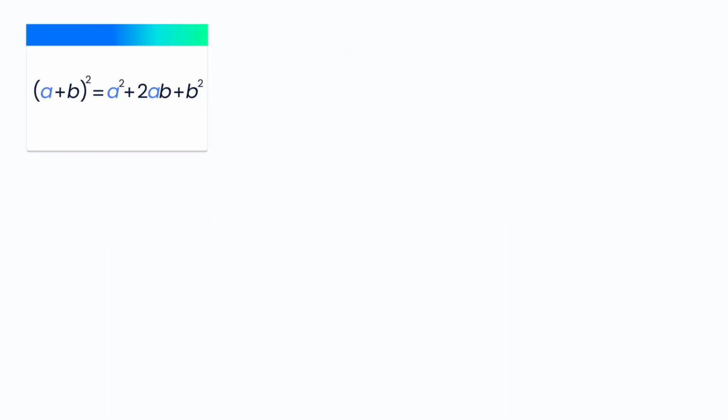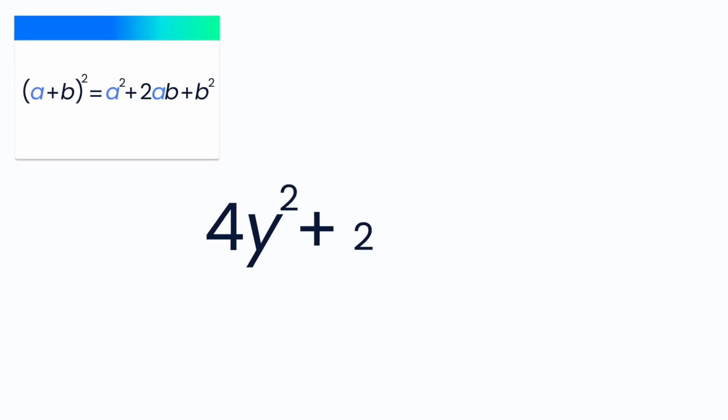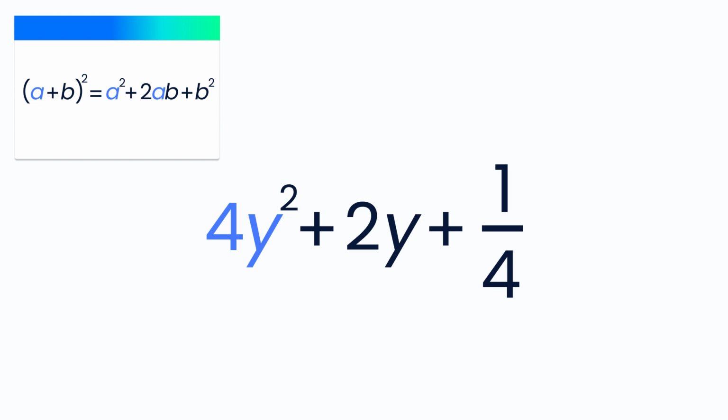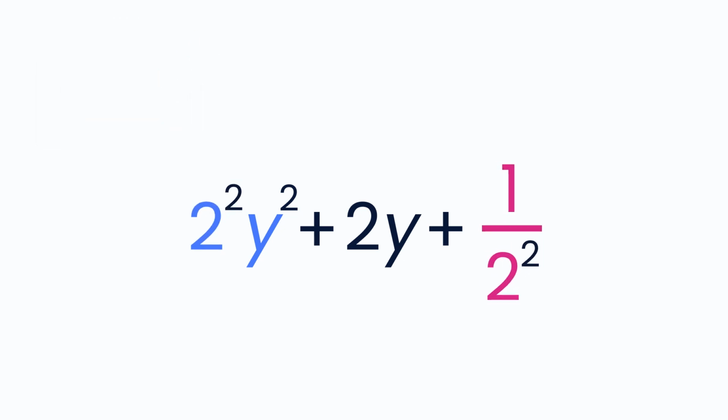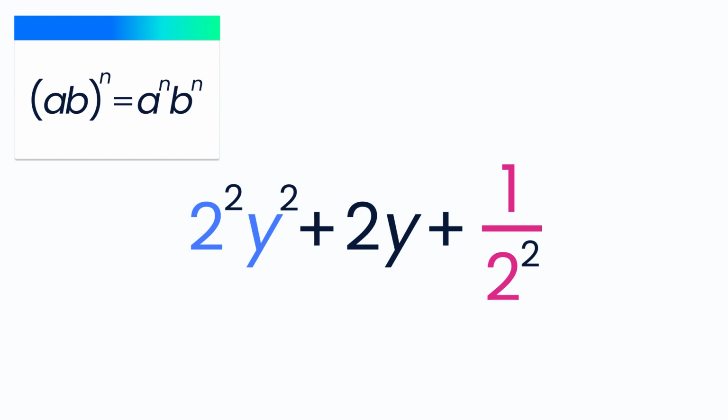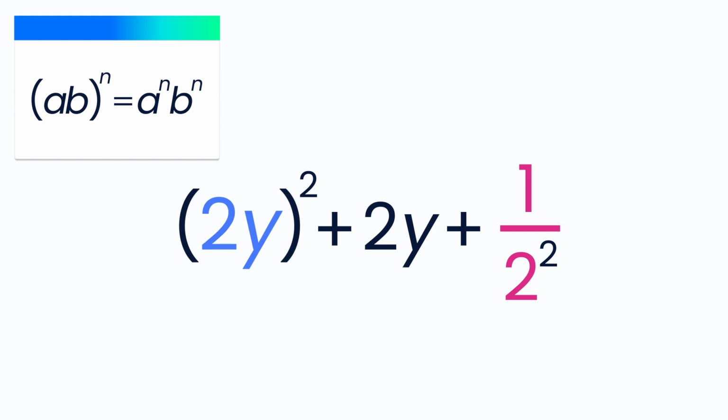Let's look at another example. 4y squared plus 2y plus 1/4. In this case, you also have three positive terms. In order to use the square of a sum formula, first you must write two of the terms as squares. The factor 4 in the first term, as well as the factor 4 in the denominator of the third term, can be written as 2 squared. By using some basic rules of exponents, you can write 2 squared times y squared as the product (2y) squared. This means that you've managed to write the first term as a square.